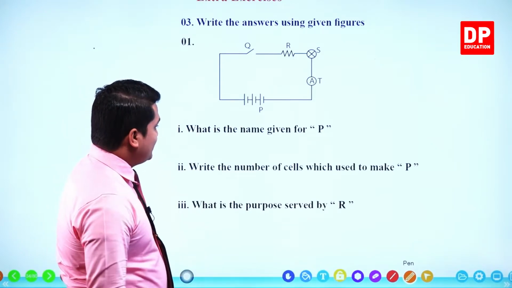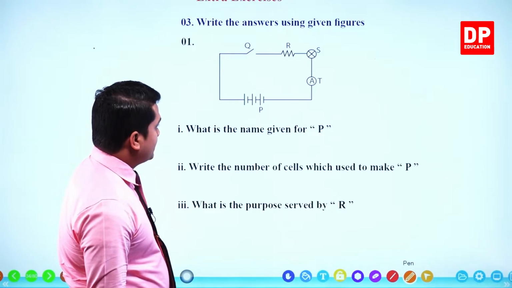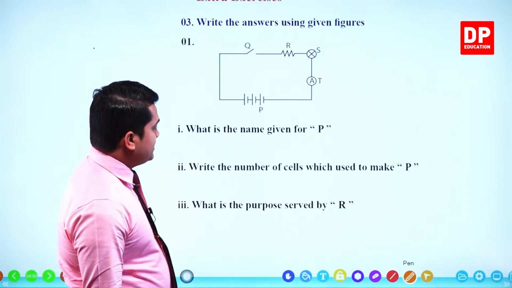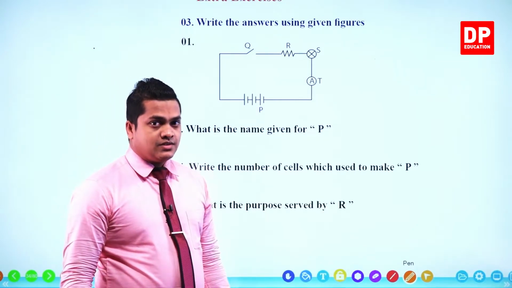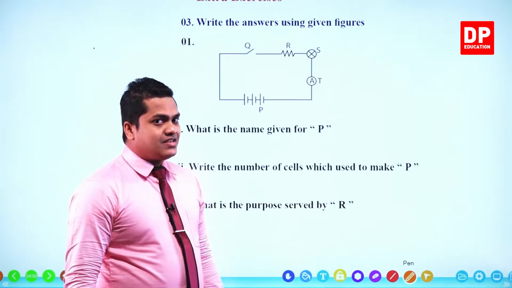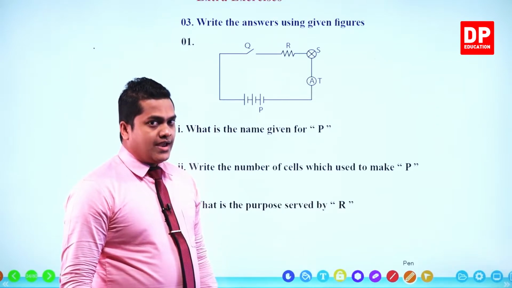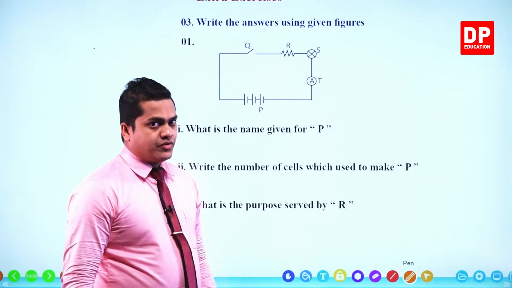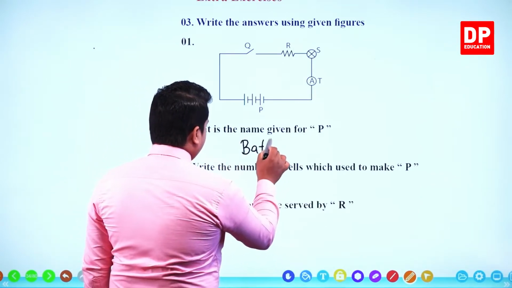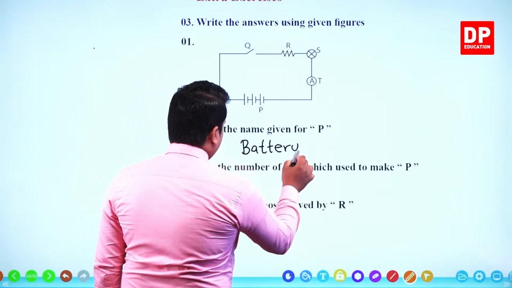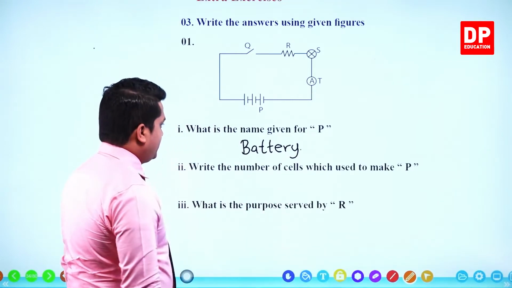So the first question, what is the name given for P? This is P, and you can see that in P there are several cells. If there are several cells, my dear children, you know that it's called a battery. So this is a battery. Battery.